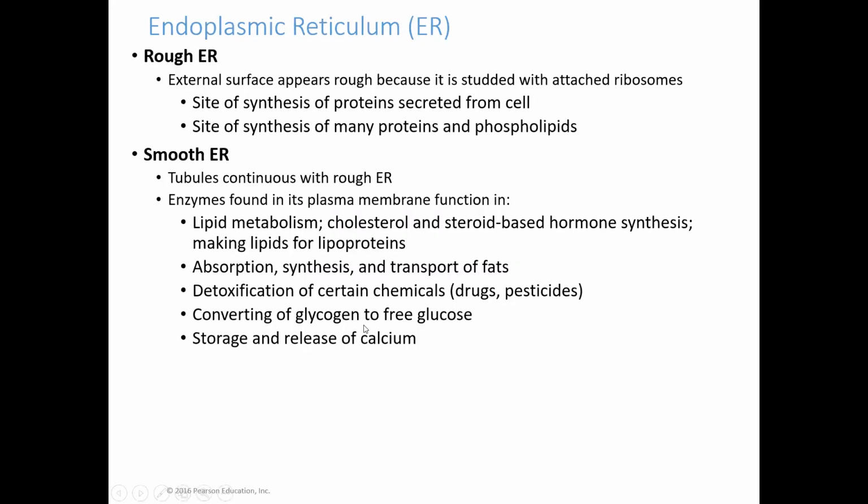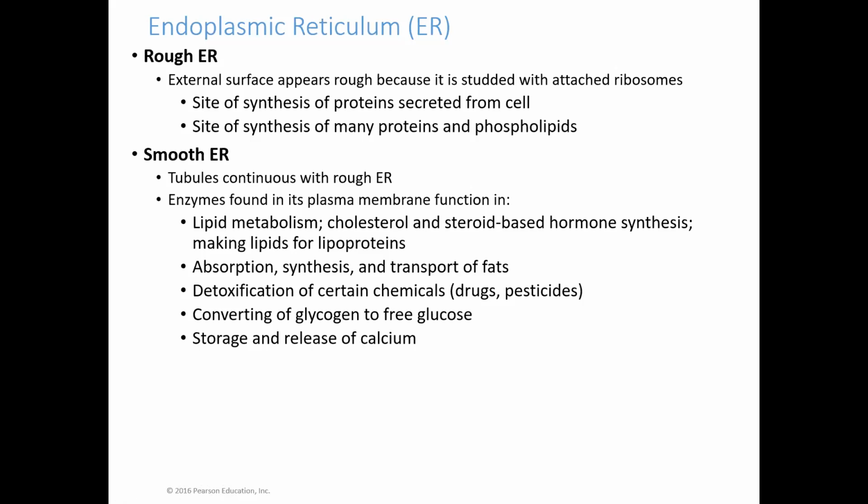The rough ER is where we make our proteins. This is the site of protein synthesis. The proteins are assembled in the ribosome, and the ribosomes are on the rough ER. And so we put together our proteins and our phospholipids in here, and then we move them to where they need to be. The smooth ER is different.